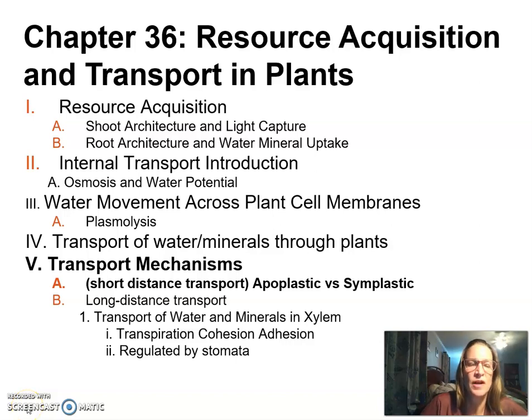Okay, so now that we've talked about how water and minerals can get into the plants, we're going to talk a little bit more specifically about the mechanisms that they use to get through the plants. First, we're going to talk about short distance transport, and then we're going to talk about long distance transport. But this next video is just about short distance transport of water and minerals that come in through the root hairs, and how do they get to the vascular tissue or the xylem into the center of the root.